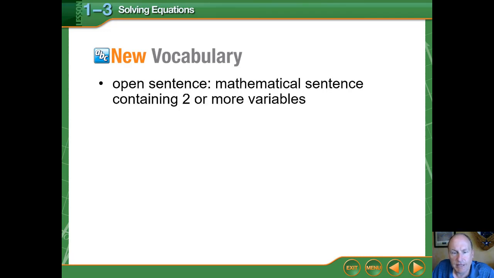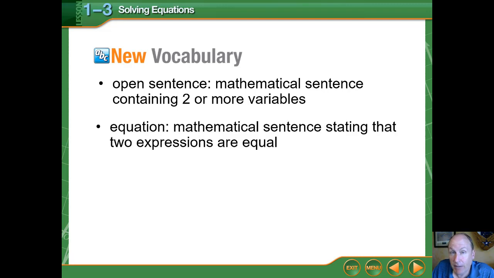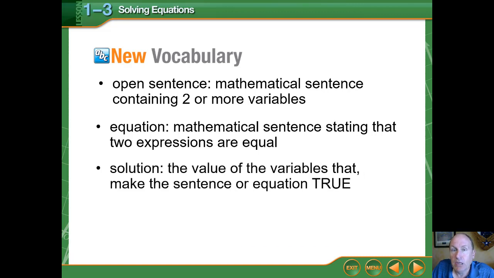First of all, an open sentence is a mathematical sentence that contains two or more variables. An equation is a special type of mathematical sentence stating that two expressions are equal to each other. A solution is a very special situation where the value of the variable or variables in the sentence and equation make it true.